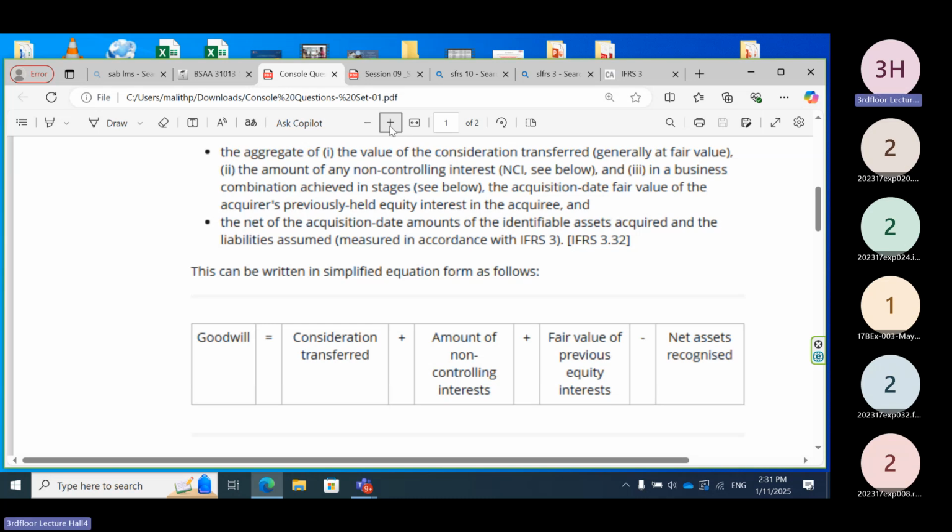This is the simple consideration. Goodwill is the consideration minus the net assets of the entity. The consideration is given by two parties: your company, through the cash consideration, and the NCI. And this is again a consideration which is related to your company.